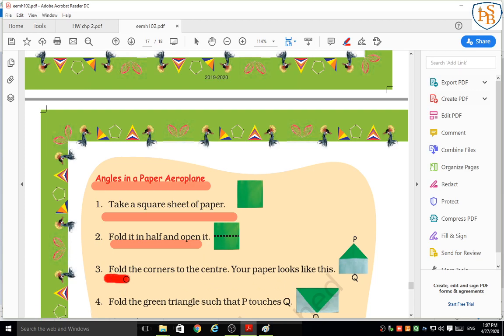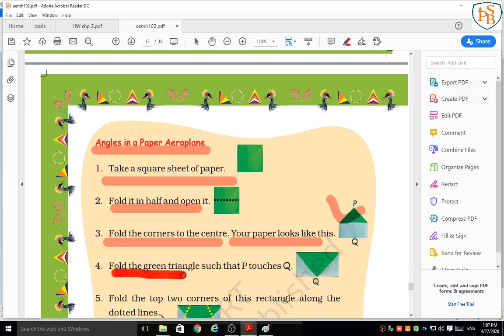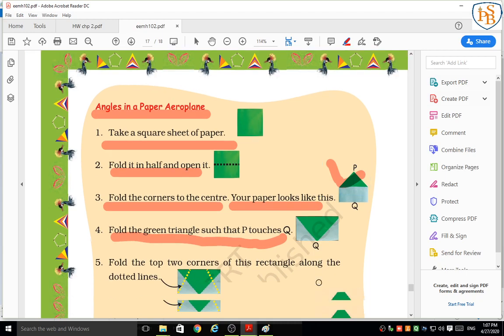Okay. Now fold the corners to the center. Here we got the two corners. Then those two corners we have to fold into the center. Now your paper will look like this. Now fold the green triangle such that P touches Q. P point over here. The top of the triangle is point P. And where is your point Q? Yes, at the baseline. So now fold the triangle such that your point P touches the point Q.